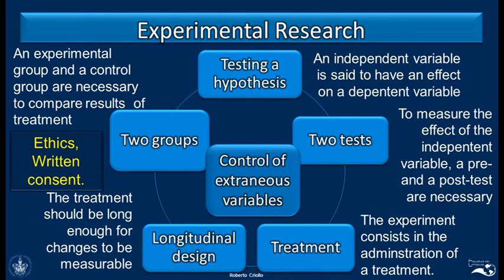Now, last but certainly not least, we need to make sure that our experiment is ethical, that it's not going to affect the participants in a negative way, and usually this requires a written consent from the participants. The participants must agree to participate in the experiment in writing. This is something very, very important in an experiment.